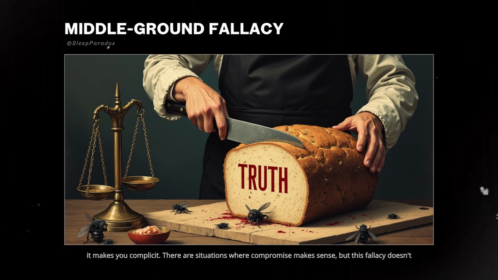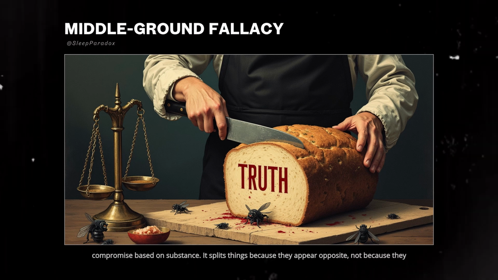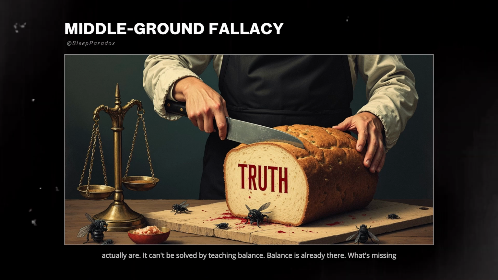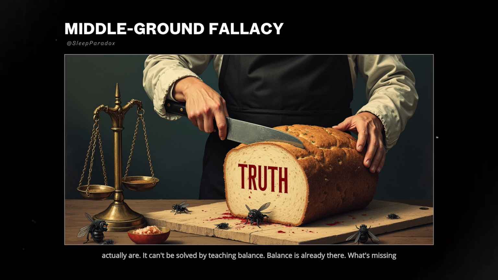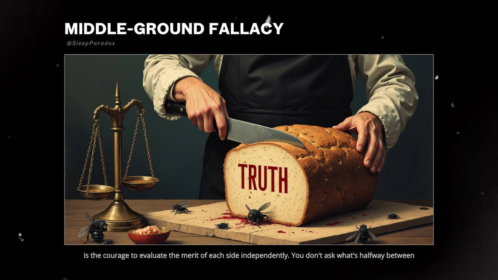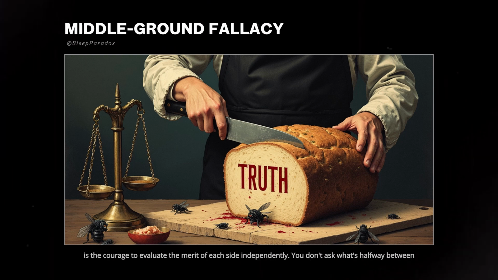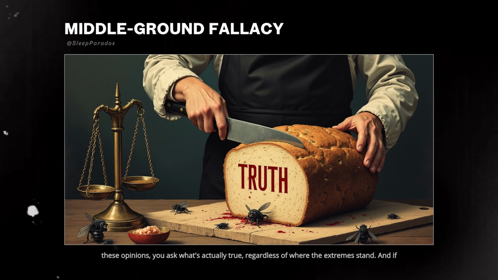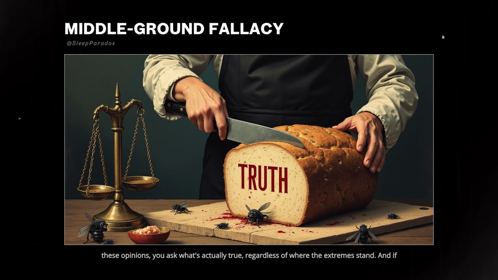There are situations where compromise makes sense. But this fallacy doesn't compromise based on substance. It splits things because they appear opposite, not because they actually are. It can't be solved by teaching balance. Balance is already there. What's missing is the courage to evaluate the merit of each side independently. You don't ask, what's halfway between these opinions? You ask, what's actually true, regardless of where the extremes stand.